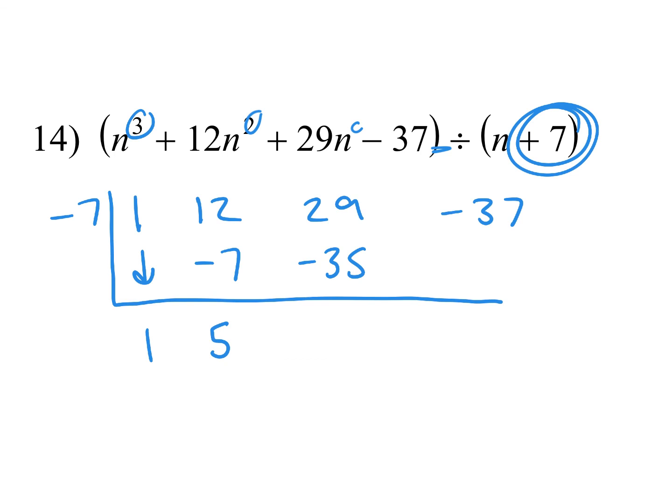It's a negative. I got negative 6. What do we do next? Negative 7 times negative 6. What's negative 7 times negative 6? Positive 42, because a negative times a negative is a positive. And then what do we get when we add this? Negative 37 plus 42.